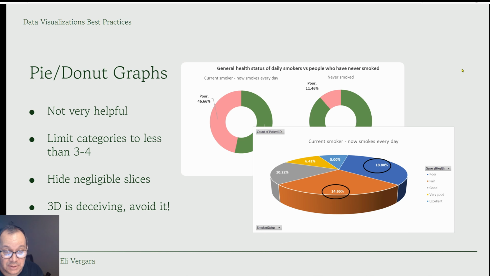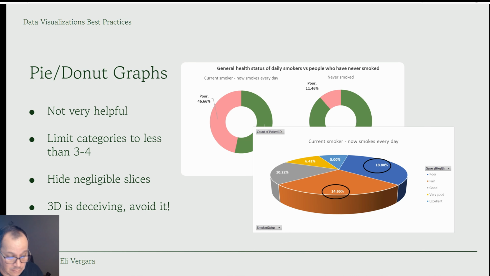Now, if you end up with a pie chart for whatever reason and you have a very small tiny slice that is almost negligible, that is hard to see, filter that out and add a note to the pie chart, or try to hide it in a way that is less confusing. 3D is very deceiving. Avoid it at all costs.